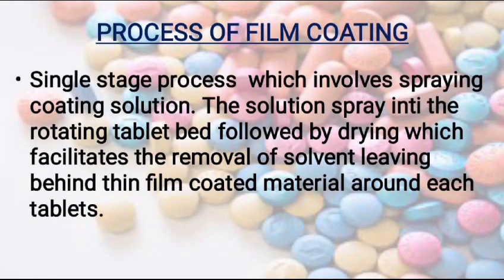The process of film coating: single stage process will involve spray and coating solution. The solution is sprayed on the rotating tablet bed followed by drying, which facilitates removal of solvent, leaving behind a thin film coated material around each tablet.